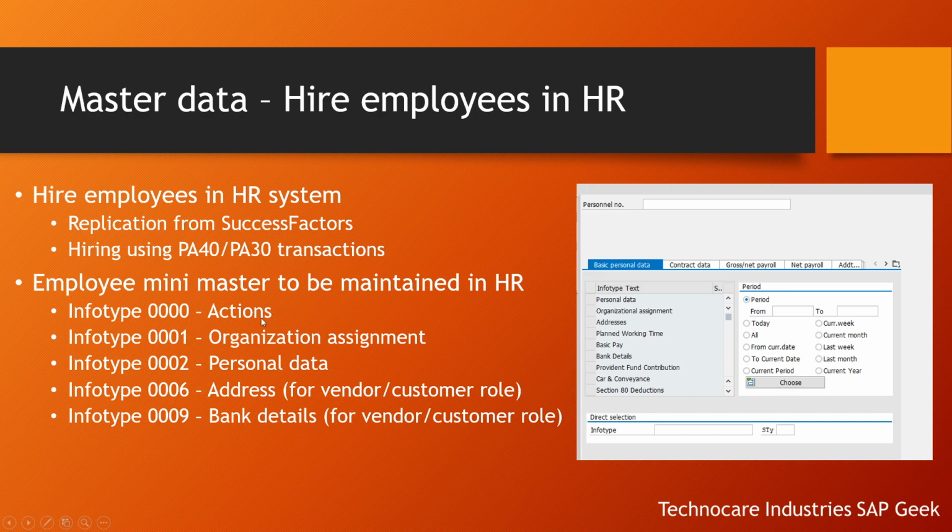Infotype 0 is actions, so your hiring action should be present. Your organization assignment should be present, your personal data should be present, your address information, main permanent address should be present in 6, and main bank information, bank details should be present. So these 6 and 9 are used basically for vendor or customer roles that are assigned to business partners, and the rest of the things are used for business partner synchronization, like address, your name, and whether employee is active or not. And this was the master data which is required from HR side.